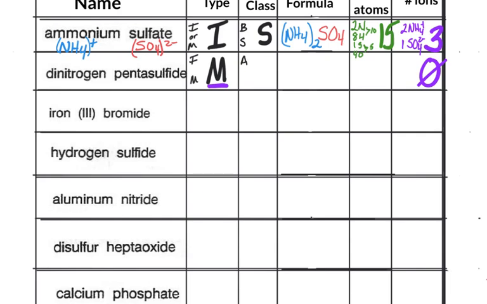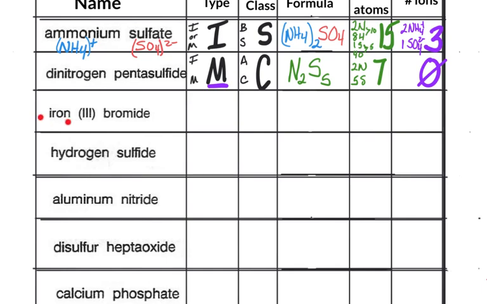Once we know it's molecular, our 2 choices are acid or covalent. This does not start with hydrogen, so it is a covalent compound. The formula tells us exactly what we have. So we have nitrogen with a subscript 2, sulfur with a subscript 5. Total number of atoms is 2 plus 5, we get 7 atoms. Number of ions, again, is 0. Let's go ahead and pause the video and you try the rest of these.